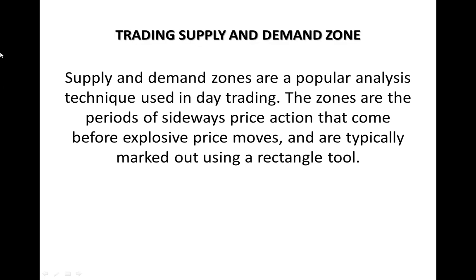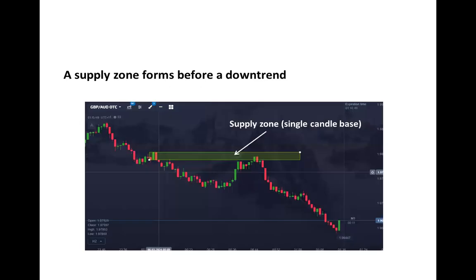When we talk about supply, we are talking about a supply zone formed before a downtrend. Take a look at this example here. We have this downtrend and the supply zone formed before the downtrend. Also, I even indicate that the supply zone here is a single candle base.